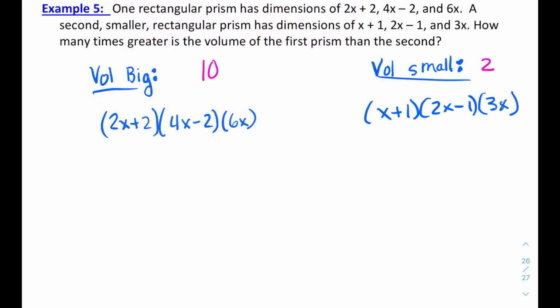Say my larger volume is 10 and my smaller volume is 2. One way you could do it is go 10 divided by 2 means that the volume of my bigger one is 5 times as big. You could also think about breaking 10 down into 5 times 2 and going, oh, well, it's 5 times my smaller volume of 2, which I think is going to be easier on this one for us because I don't really want to multiply all of this together and then do long division.